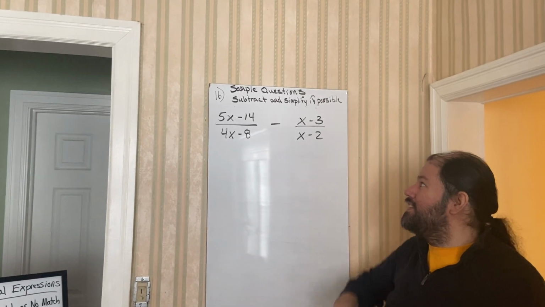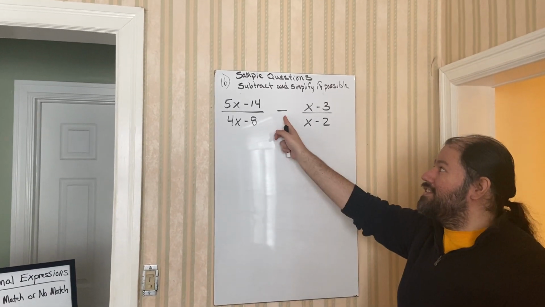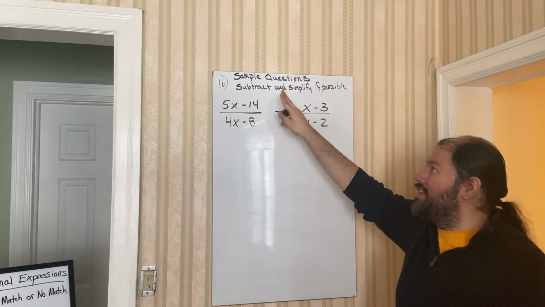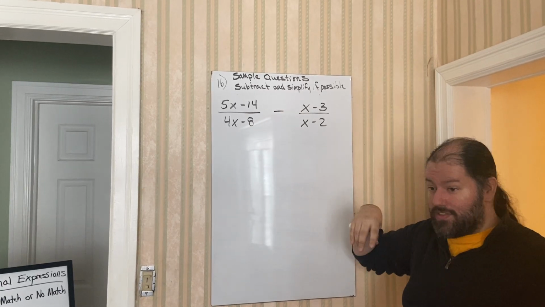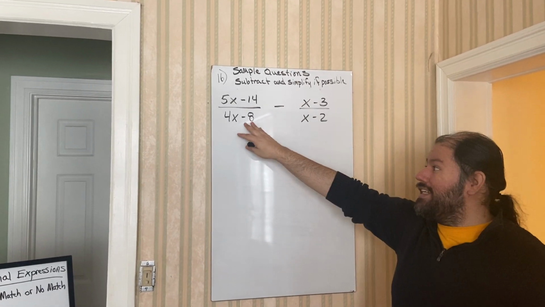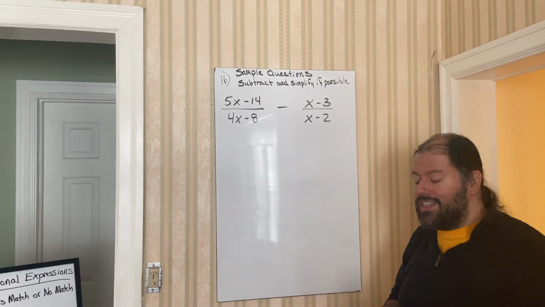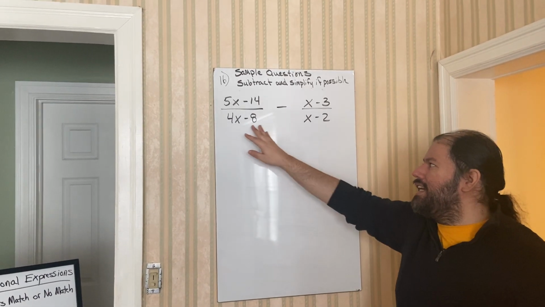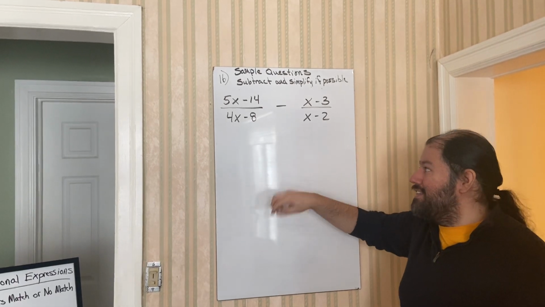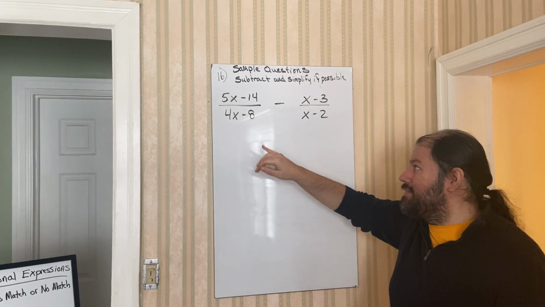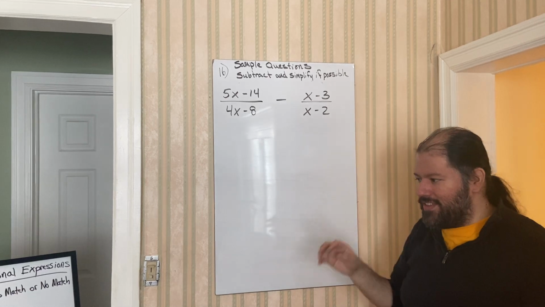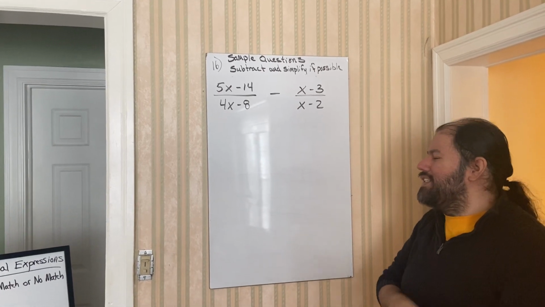So here we have question number 16. Again, it's still subtract. So anytime that you're subtracting any type of fractions or rational expressions, you've got to see if these match or no match. The only way you can do any addition or subtraction is if they match, the same size. Right now they're not. This is 4x minus 8, which is different from x minus 2. So if they're not matching, we need to find the LCD.